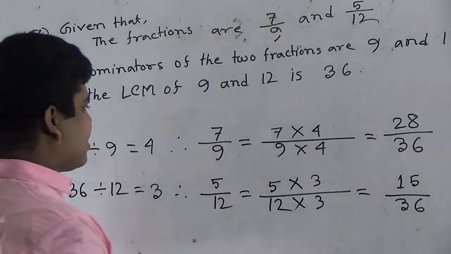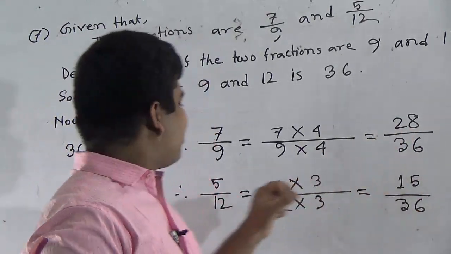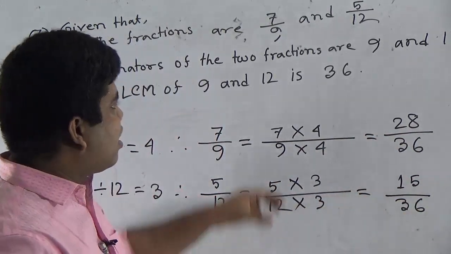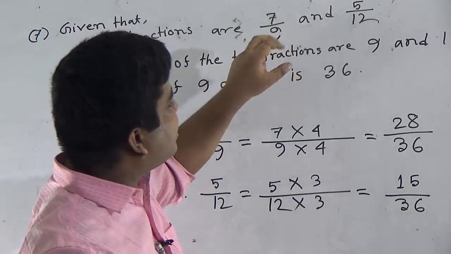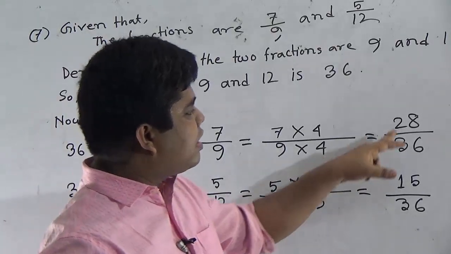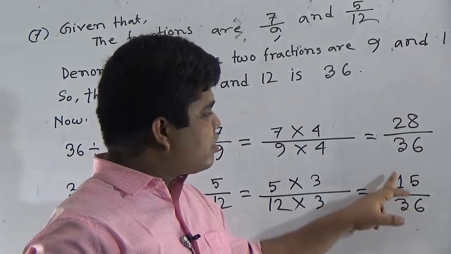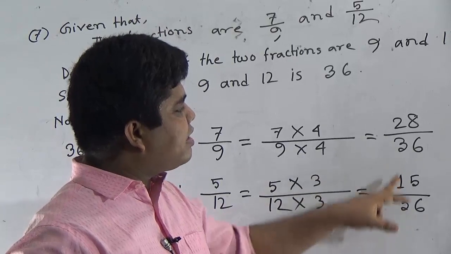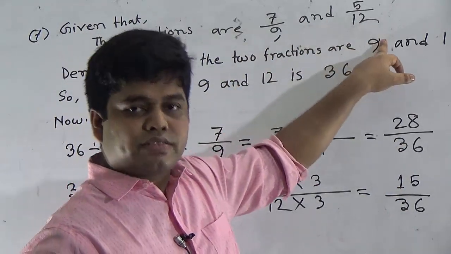Here notice, from the first fraction we get 28 by 36. From the second fraction we get 15 by 36. Students, notice here both fractions had different denominators, but after solving we get 28 by 36 and 15 by 36. So the denominator 36 is the same.